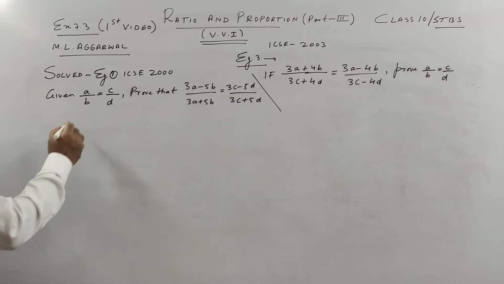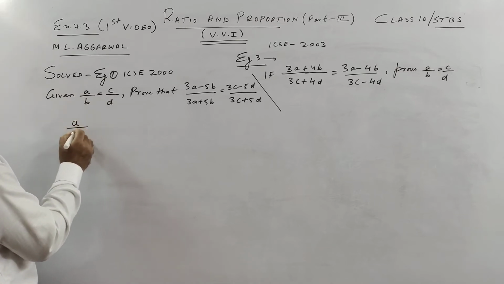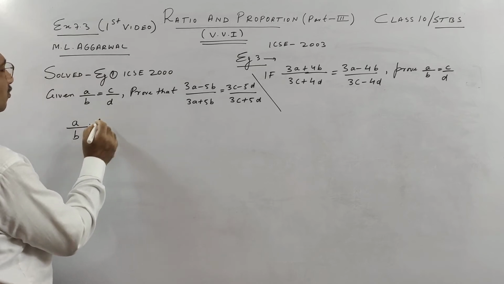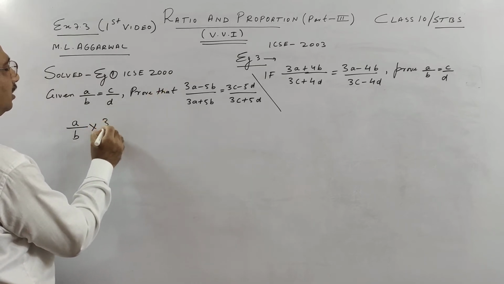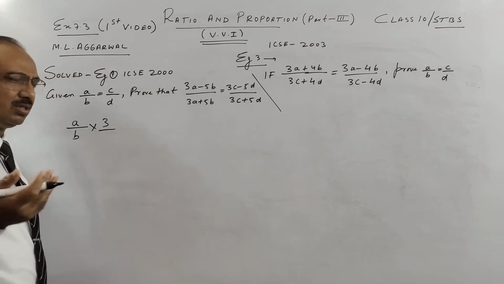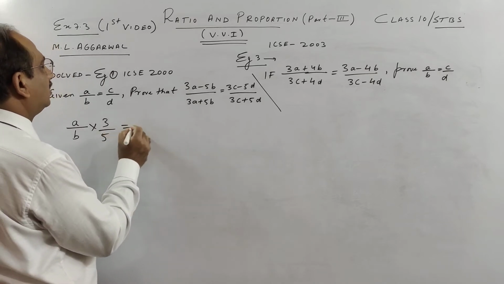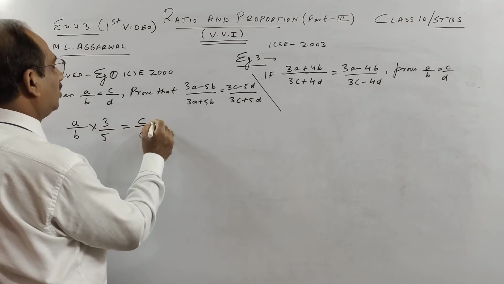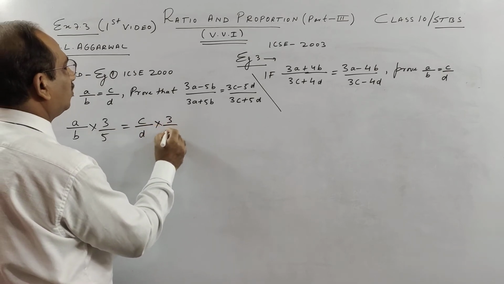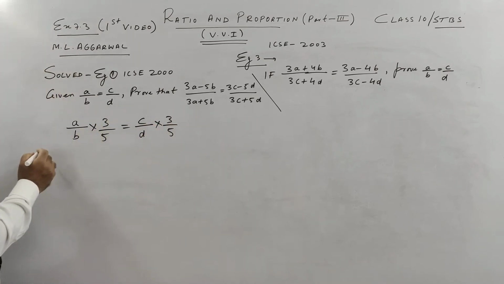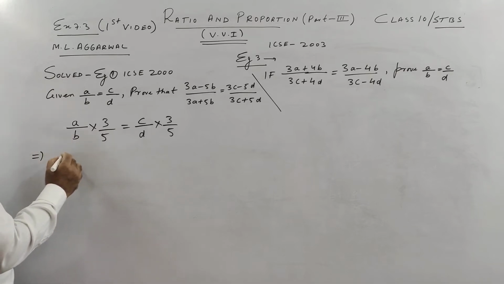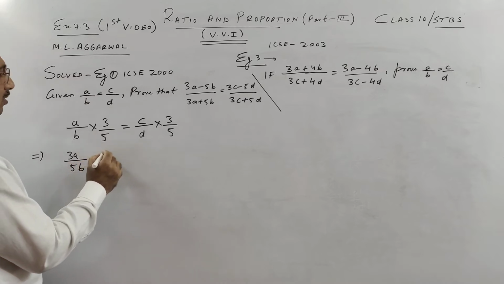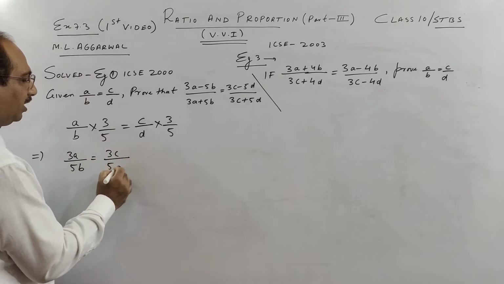So see what we do. We have this ratio. First step, we multiply both sides of the proportion. We have to get 3 by 5. There are some small tricks, children, so you have to learn all this. In any proportion, on both sides you can multiply and divide by the same thing. See, you can cancel. So finally what do we get, children? 3a by 5b is equal to 3c by 5d.